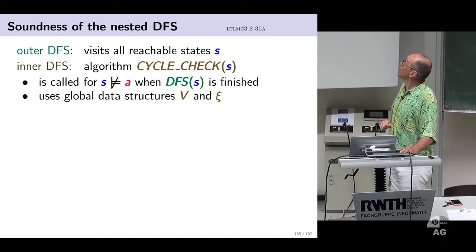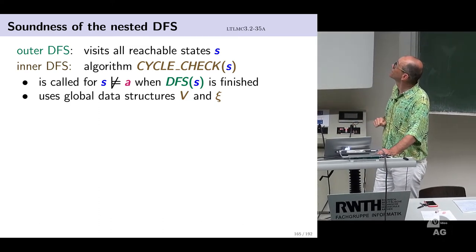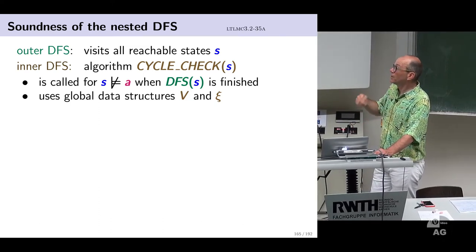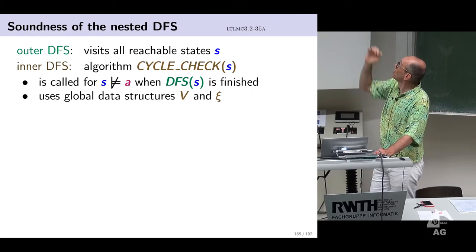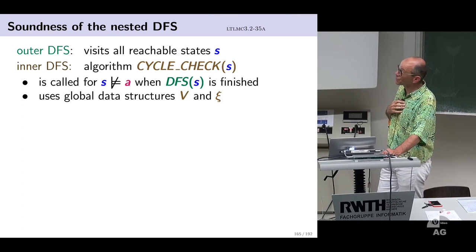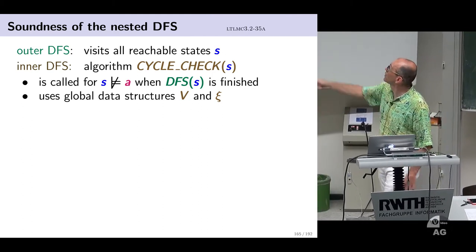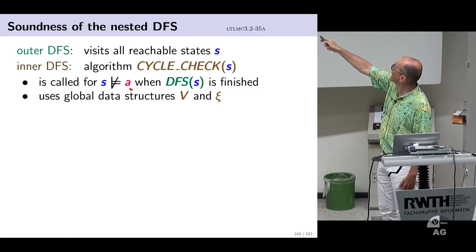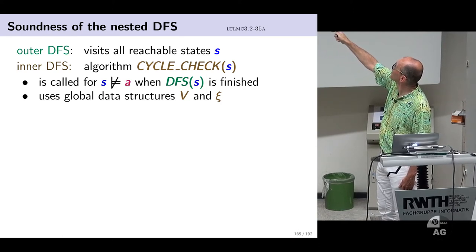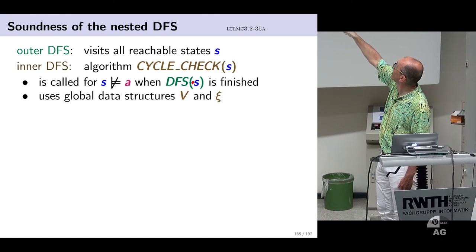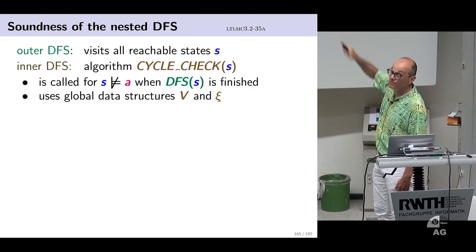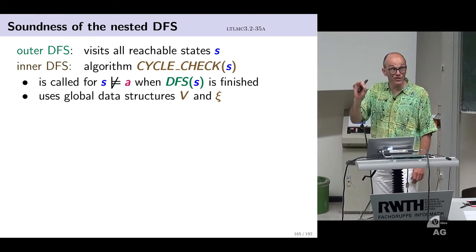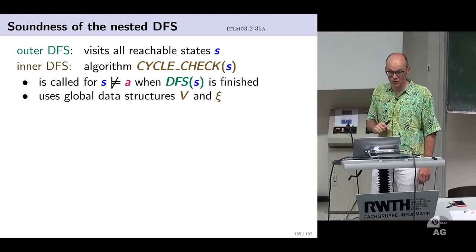So that's what I call the soundness of this nested depth first search. So remember, in the outermost depth first search, I visit all the reachable states. In the innermost depth first search, I check for cycles. And you only check a cycle if S is violating A. And you do this when the outermost depth first search, the first one, is finished starting from S. That's the key point. That was the point at which we're invoking the nested depth first search.